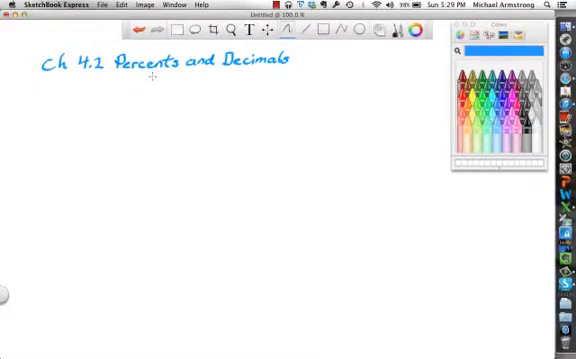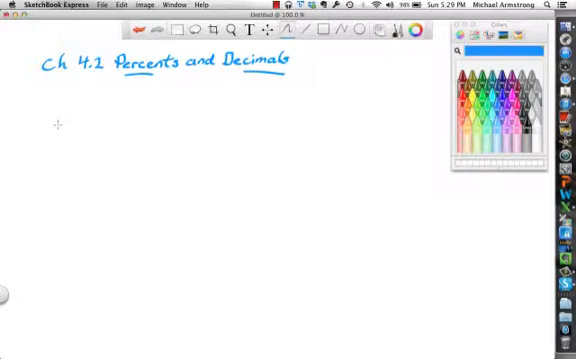Okay, chapter 4.2, percents and decimals. This should be pretty easy. We're switching back and forth between percents and decimals, and they can be written quickly. Percents can be written quickly as decimals, and decimals can be written quickly as percents.